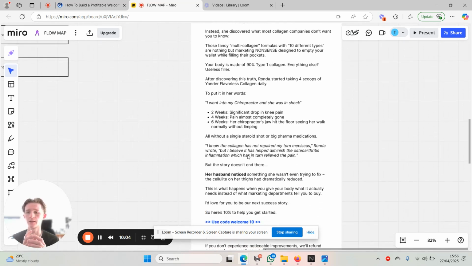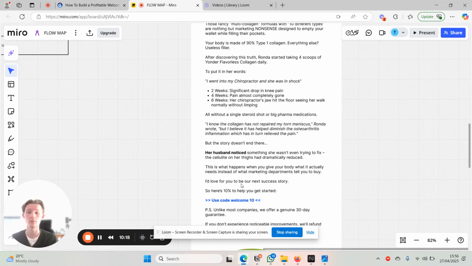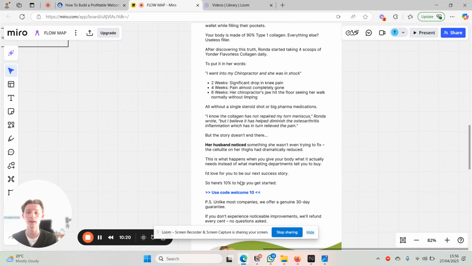So you're basically breaking it down in a dream state way, and it's mainly females as well, so a husband's going to play a really big part in their life. So it's, her husband also noticed X, Y, Z, and to help you be our next success story, reiterating the welcome code to them. Again, risk reversal: if you have a money back guarantee, if you don't see results like Rhonda did, then we'll give your money back. So in the reader's mind, it's win-win.